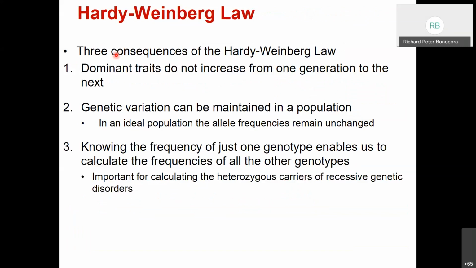All right, so we mentioned the three consequences of the Hardy-Weinberg law. The dominant traits do not increase from one generation to the next simply because they're dominant. Genetic variation can be maintained in a population because nothing really changes. Knowing the frequency of just one genotype will allow us to calculate the frequencies of all other genotypes. And this is important for calculating the heterozygous carriers of recessive genetic disorders.